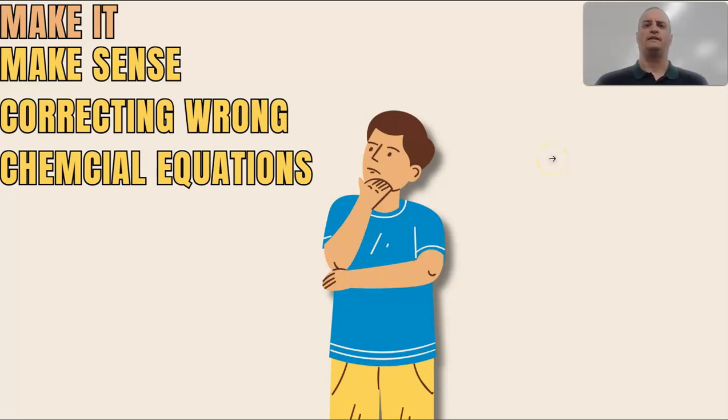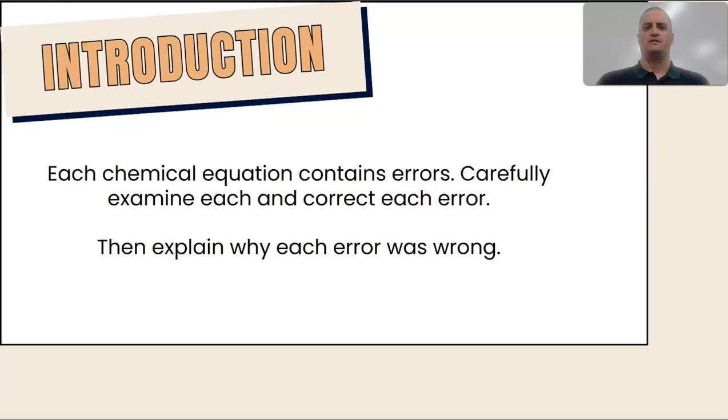All right, this is going to be one of the most challenging things that you'll do all year because we have all these things put together. The idea is you make it make sense. We're correcting wrong chemical equations. Each chemical equation will contain errors in this section. Carefully examine each and correct the error, then explain why each error was wrong. So this is not only doing the skill, but explaining why that was wrong in the first place.